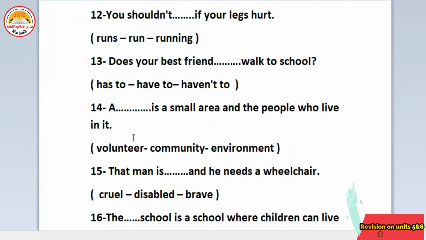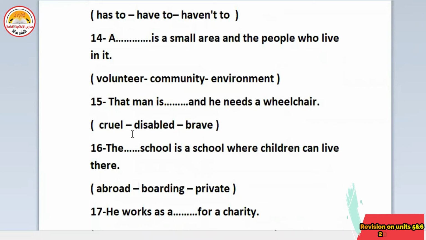Okay. Number 14, Basmala. A space is a small area and the people who live it. Choose here from volunteer, community, environment. Community. Very good. It's correct. Thank you. So here number 14: a community is a small area and people who live in it.